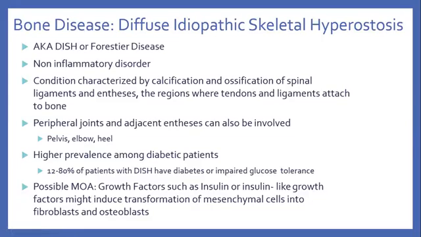So if a diabetic patient presents with posterior heel pain, you may want to think about this condition called DISH. There's a higher prevalence among diabetic patients. 12 to 80% of patients with DISH have diabetes or impaired glucose tolerance. The mechanism suggested is that growth factors like insulin or insulin-like growth factors might induce transformation of mesenchymal cells into fibroblasts and osteoblasts.